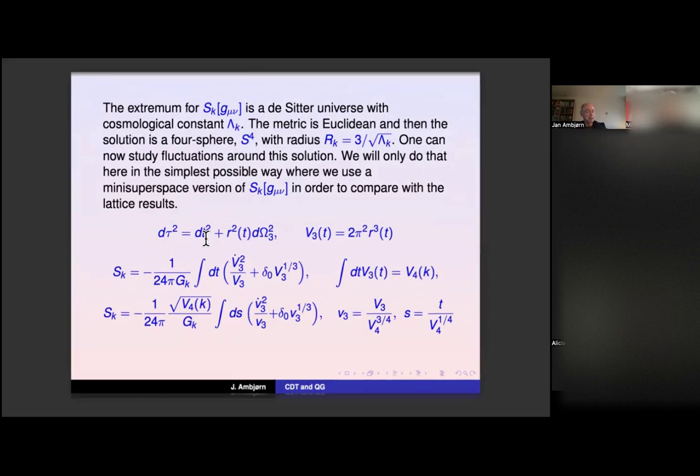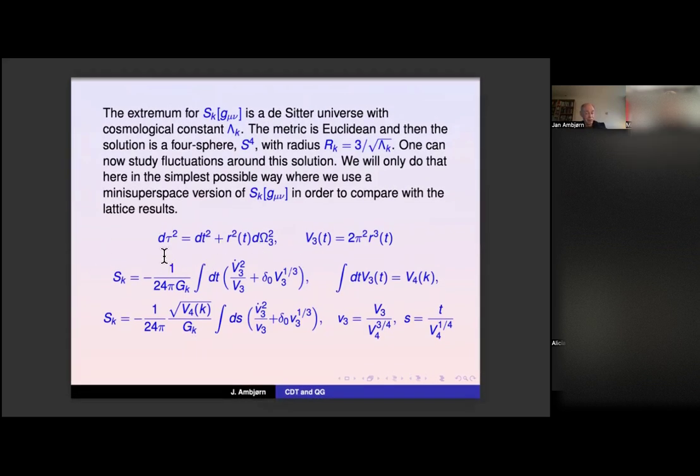So I simply take a proper time choice of metric written like this, where this is the scale factor of the universe, and the volume V3 is then 2 pi squared R cubed. And when I put this variable in the Einstein-Hilbert action, I get this action here. And I now fix the integral of V3 to be V4, where V4 is the volume of the corresponding four-sphere here, corresponding to this lambda.